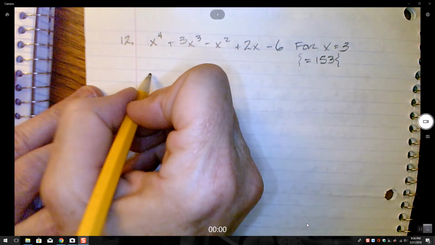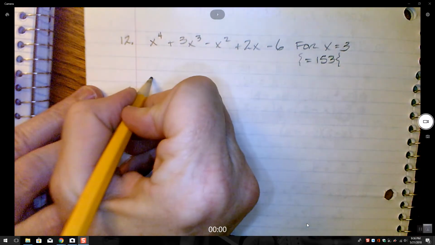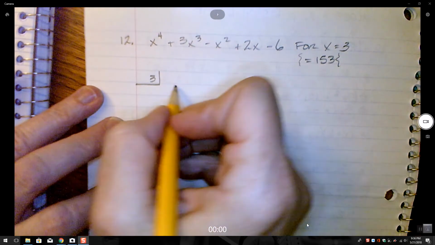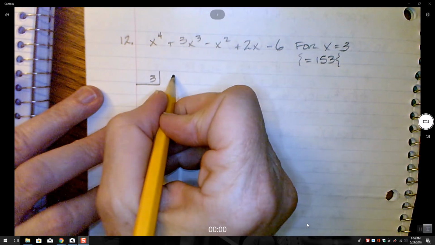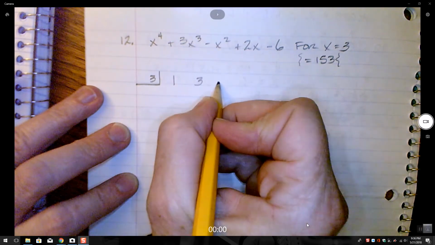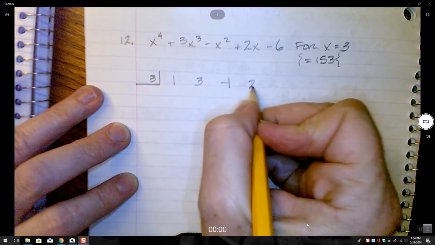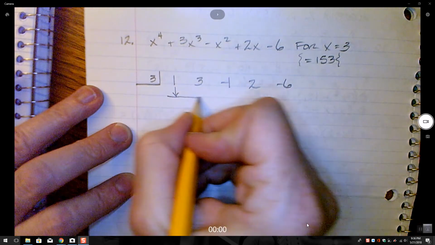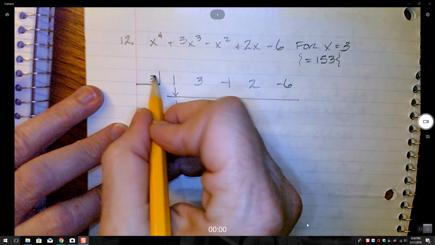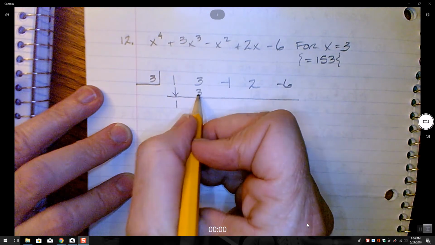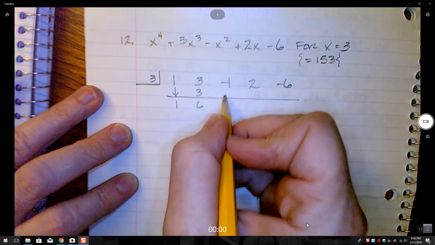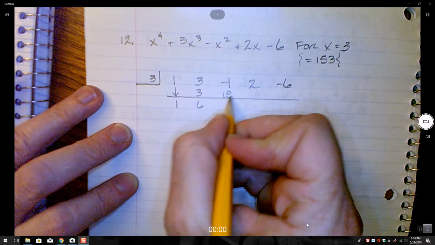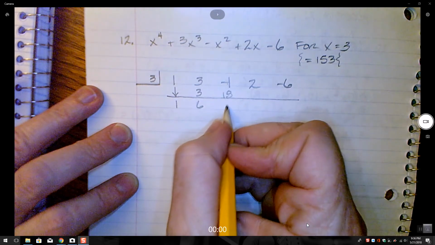So synthetic division, here we go. My x is going to equal 3. I'm putting that in my little box in the corner, bringing my coefficients down. So I've got a 1, 3, negative 1, 2, and negative 6 for my coefficients. Bringing the 1 down here. 3 times 1 is 3. Add these together, I get 6. 3 times 6 is 18. Add these together, and I get 17.